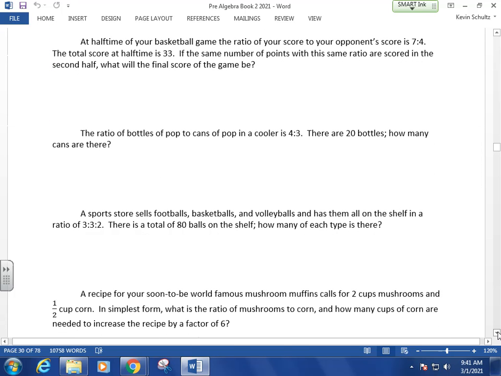It says at halftime of your basketball game, the ratio of your score to your opponent's score is 7 to 4. The total score at halftime is 33. So let's stop here and let's figure out what the score at halftime is. The ratio of your score to your opponent's score is 7 to 4 with 33 total points scored. Just like we did in the last one, who remembers what we do first here?